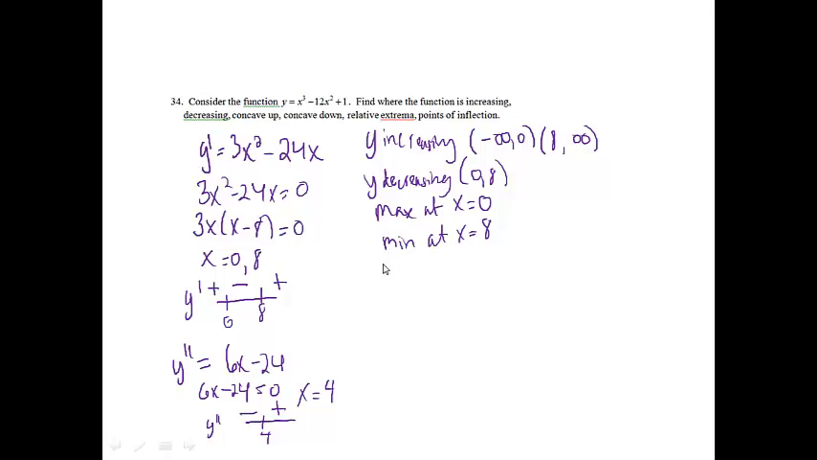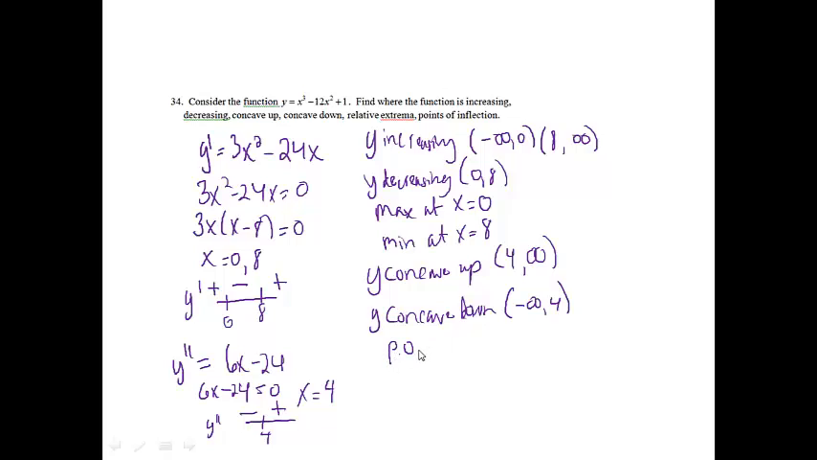So that now tells me about my concavity. y will be concave up from 4 to infinity, and that would be because y double prime is positive. And it's going to be concave down from negative infinity to 4, and that is going to be because y double prime is negative. And then there is a point of inflection at x equals 4, and that is because y double prime changes sign.